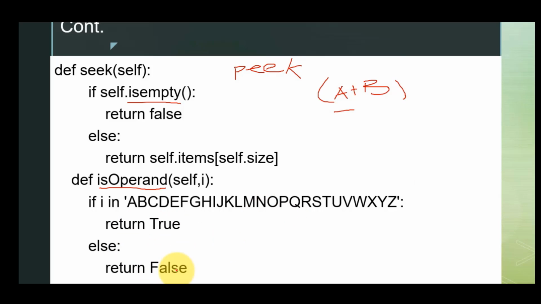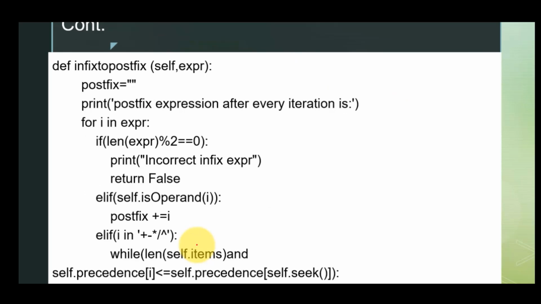No, it's not an operand, it can be a number or something else, then this will not be performed. That's the purpose. On this side, this is another function. We're going to declare it as postfix, blank. In this case, it will now print the postfix expression after every iteration.